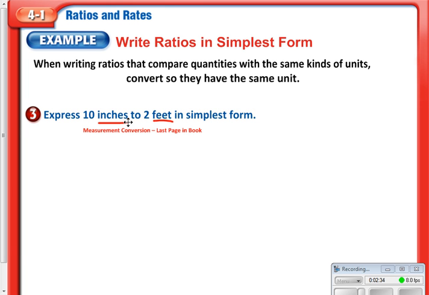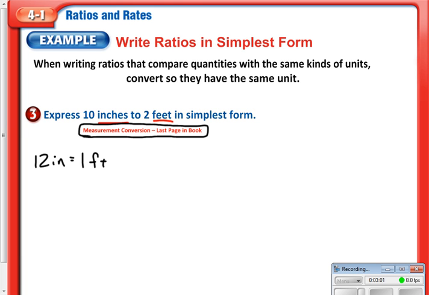But this here is helpful as well. Your measurement page, your conversion chart, is on the last page in the book. So if you didn't know that there were 12 inches to 1 foot, you could easily look in the back of that textbook. Maybe when you have to convert feet to miles, maybe you didn't know there's 5,280 feet to a mile. So your conversion chart is on the last page.